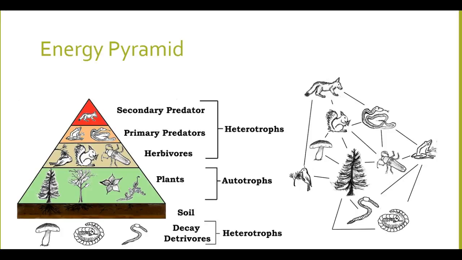As we move up this energy pyramid, we might get into some herbivores here, which are going to eat the plants down here. And then we're going to get into our primary predators, which would eat our herbivores, and then we're going to get into our secondary predators at the top. It's important to understand the shape of this pyramid. You'll notice the size of the pyramid is very large at the bottom and it shrinks as you go up to the top. This will work out for any ecosystem you look at.